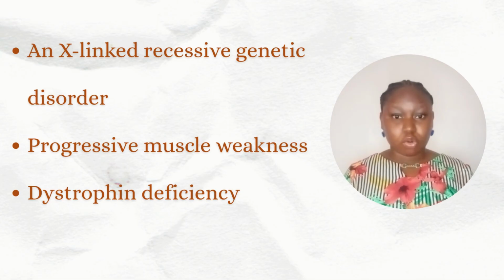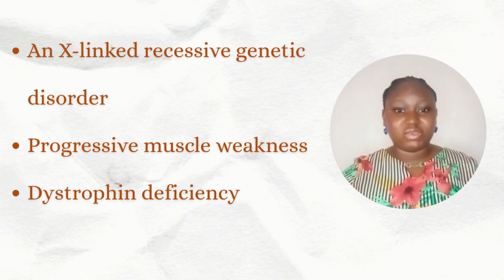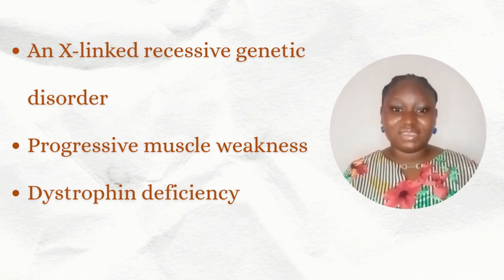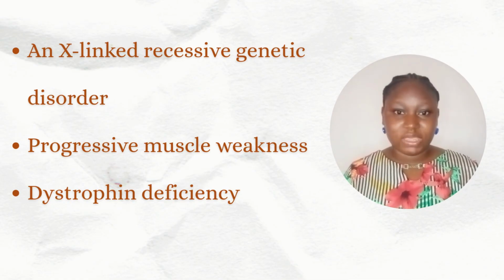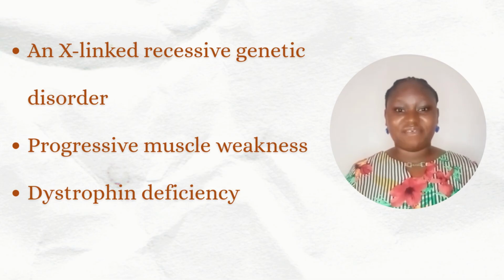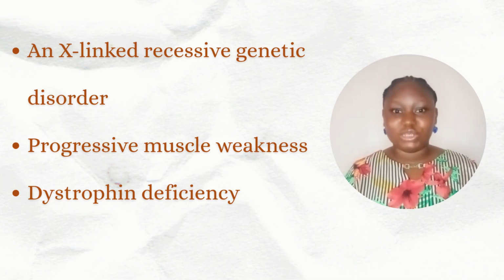It usually starts from the lower limb, then moves to the upper limb, then the trunk muscles, the heart muscles, and the breathing muscles. And this is the deadly stage, because when it affects the heart muscles and the breathing muscles, it leads to issues and complications that affect breathing and heart function.